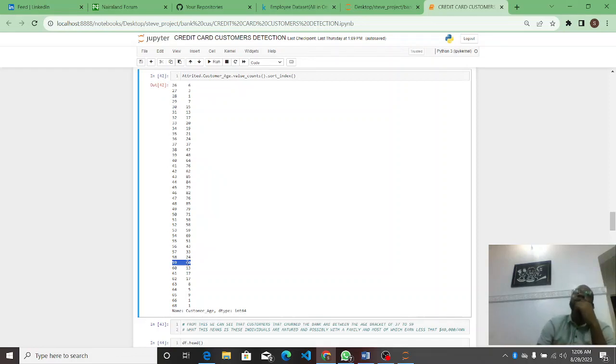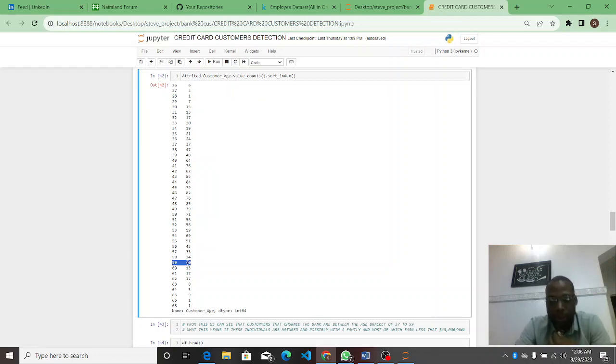What this connotes is that these individuals are matured individuals. These individuals are not teenagers, they are not kids, they are not youngsters. They are matured individuals that most likely have families, most likely are married, most likely are getting their life together.